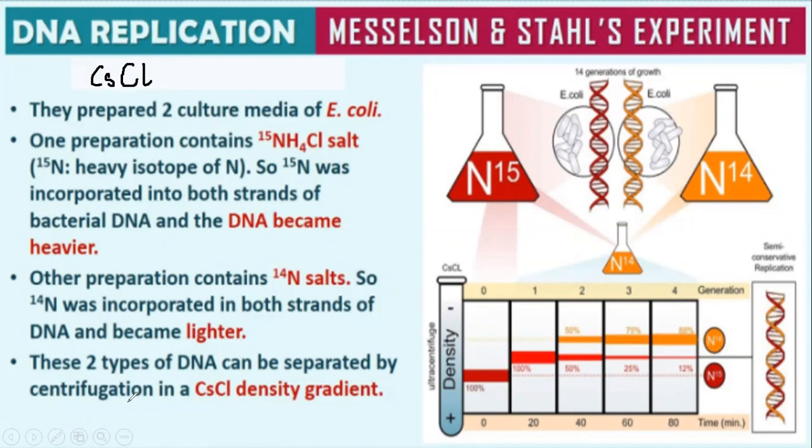In the cesium chloride centrifugation method, the 100% N14 DNA traveled less distance, and the 100% N15 DNA travels more distance. So N15 DNA has more mass than N14 DNA. This Meselson and Stahl experiment is also known as the CsCl centrifugation experiment. So I have completed my explanation. Let's check what is there in the next slide.